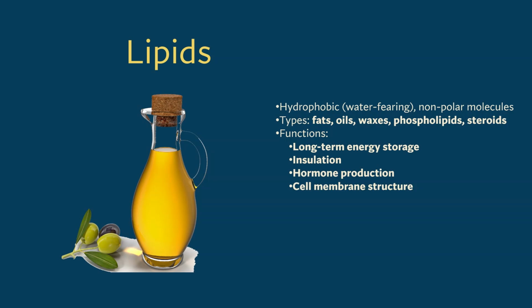There's several types of lipids, including fats, oils, waxes, phospholipids, and steroids. Fats and oils are mainly used for long term energy. Unlike carbohydrates, which provide quick energy, lipids are stored in the body, and we can use them over a longer period of time. Foods like butter, oil, nuts, and avocados are rich in lipids. They can also help with insulation.